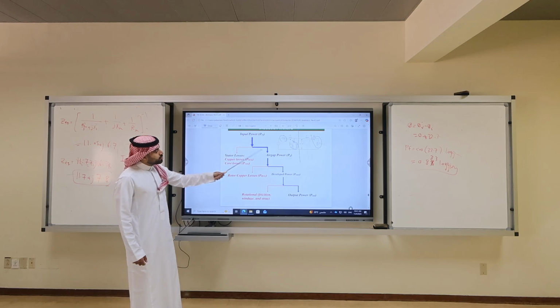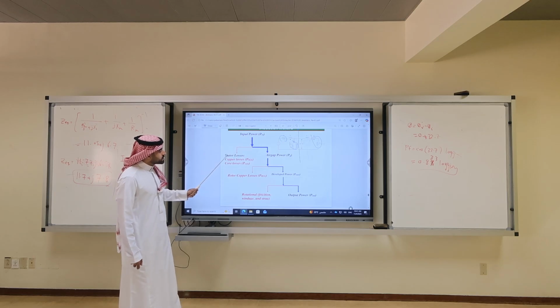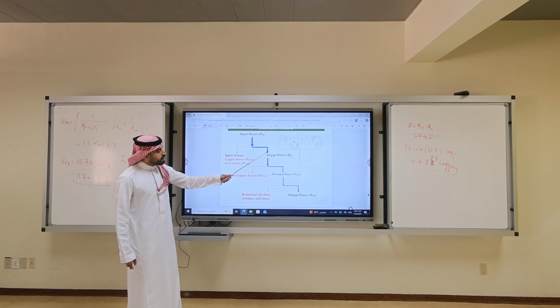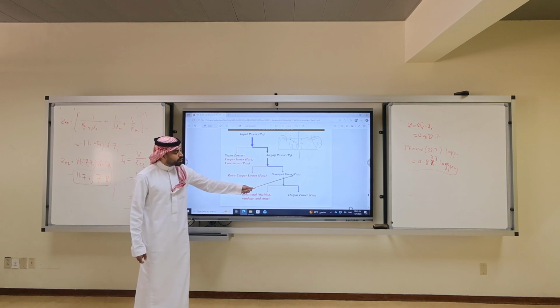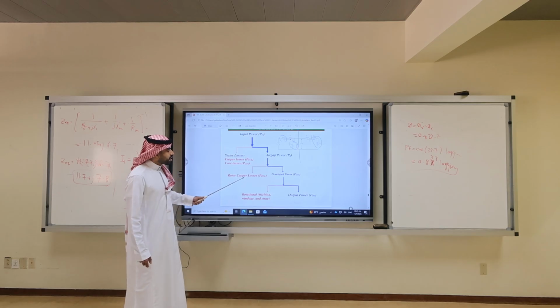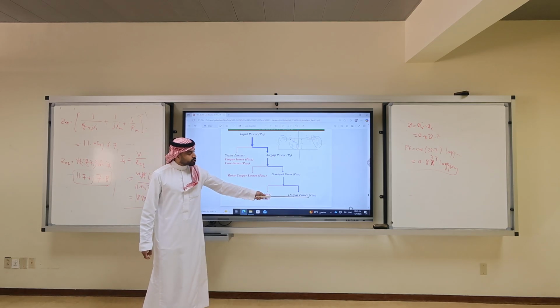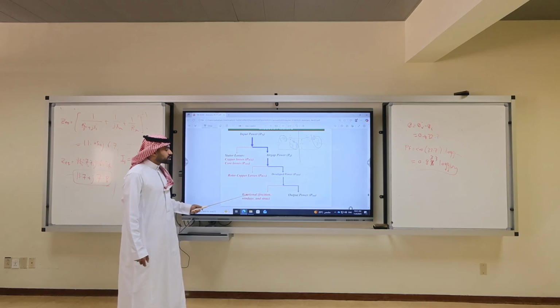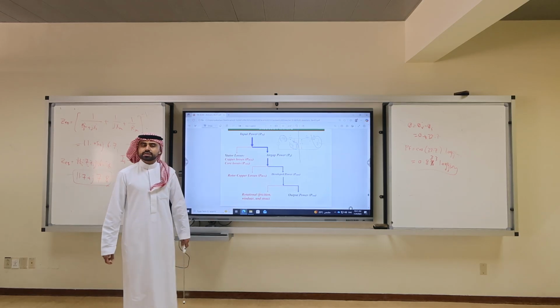There is another way of viewing this curve. Input power, we have air gap, stator losses, copper, core. Then the air gap power, we developed power, we have converted from electrical to mechanical. Then you have the copper losses for rotor. Then we have an actual output power minus the rotation, friction, windage, and stray.